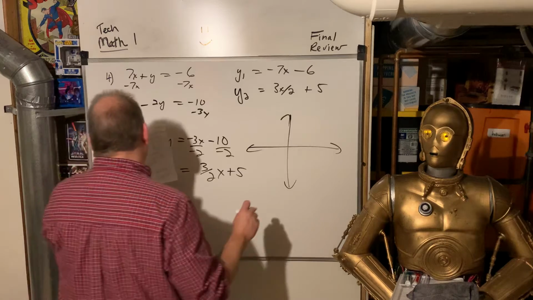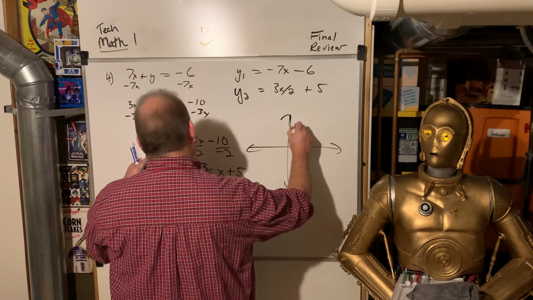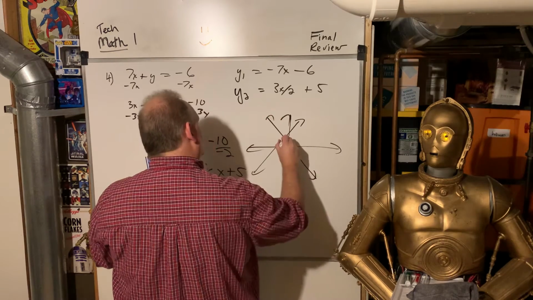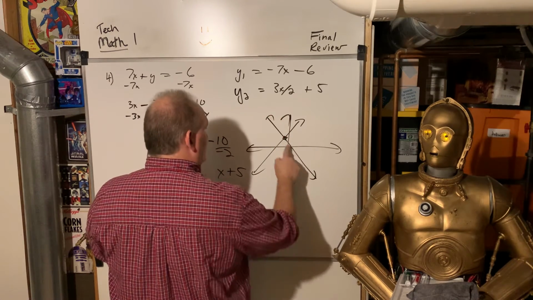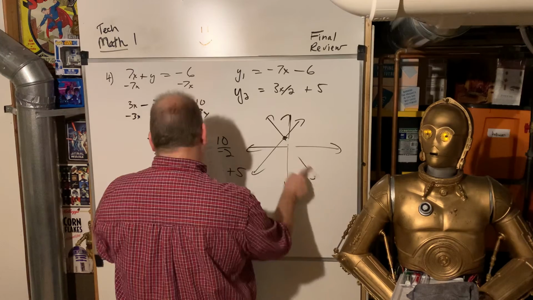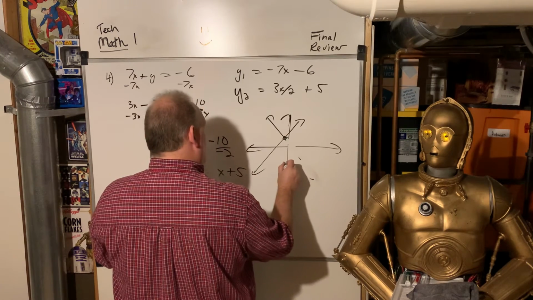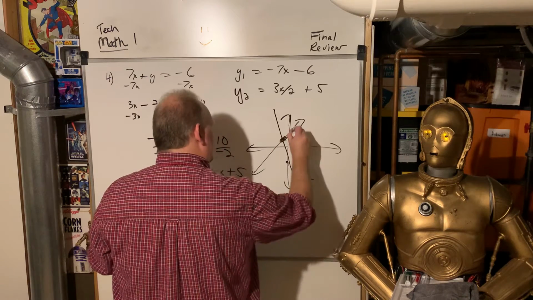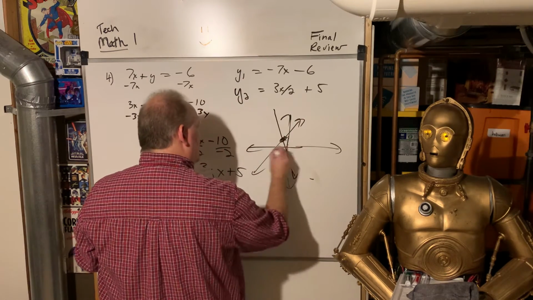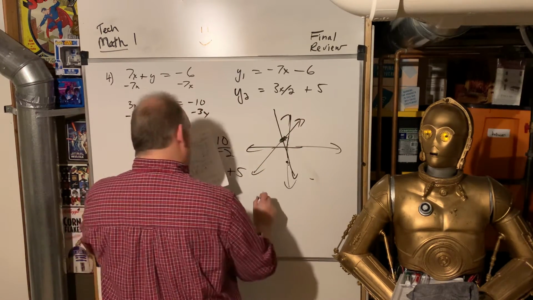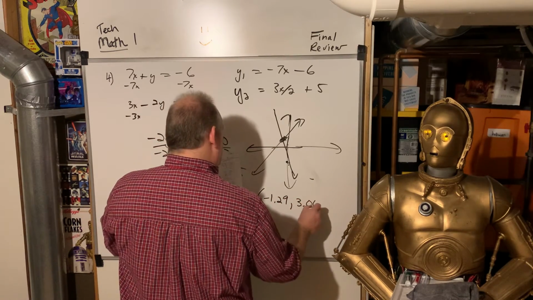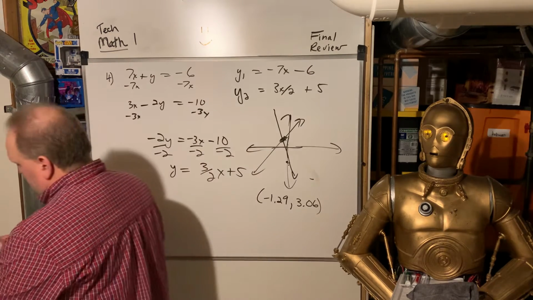And we get zip. And there we are. Oh, well, that one actually has a negative 6, so that one's down here. Sorry, I graphed that one really bad. Should be a little more like that. It does hit in the second quadrant, though. And so that is negative 1.29 and 3.06 is the answer to that one.